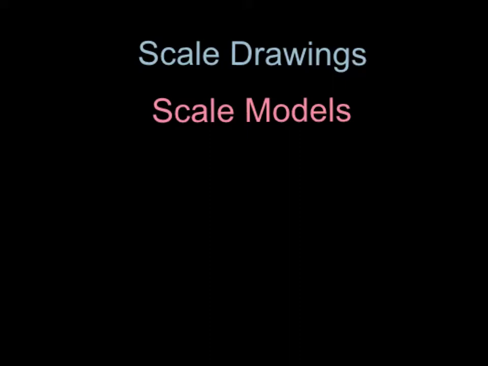A map is also an example of a scale drawing because you can't draw distances the way they actually are in reality. You have to scale them down and make them smaller so that they fit on a map.